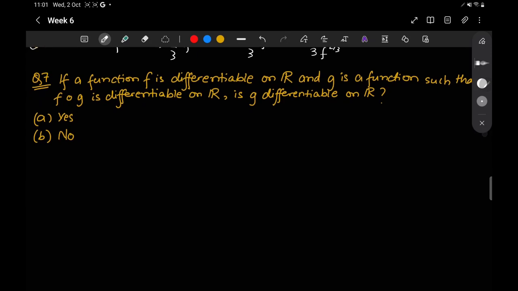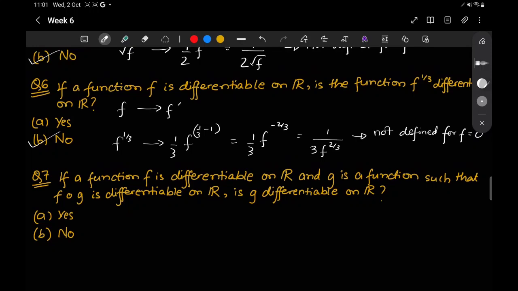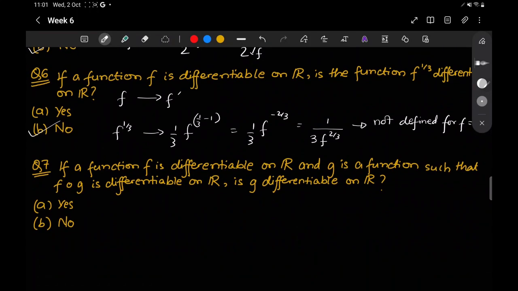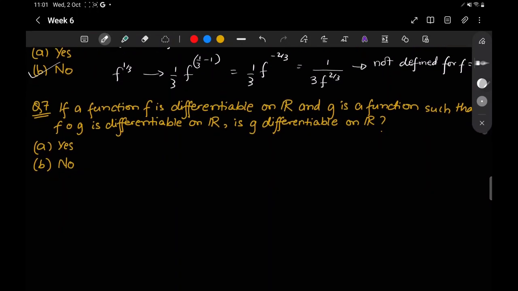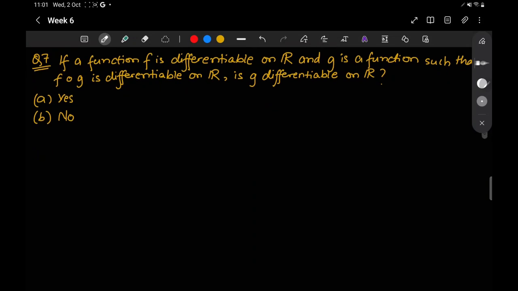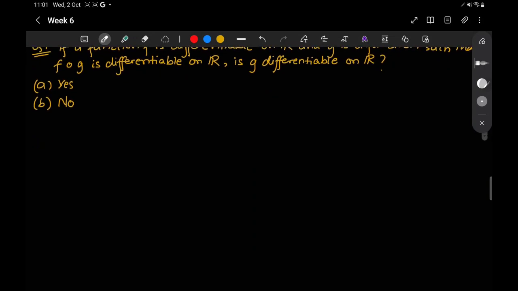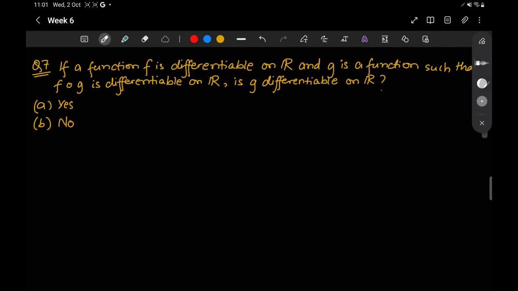Next question. If a function f is differentiable on R and g is a function such that f of g is differentiable on R, is g differentiable on R or not? We need to see. So once again, I will start the yes no poll.